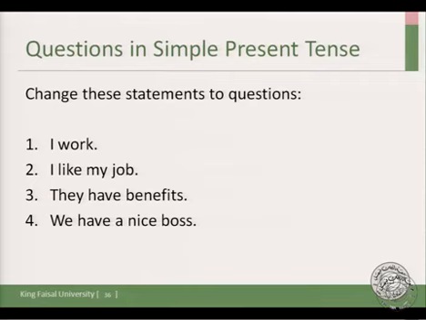How do we change these statements into questions? Very simple. We use do in the beginning of the sentence. Do I work? Or do you work? Do I like my job? Do you like your job? Do they have benefits? Do we have a nice boss? And at the end we put a question mark.